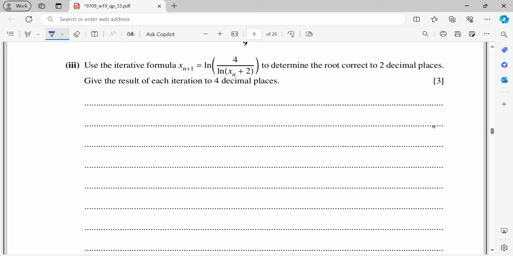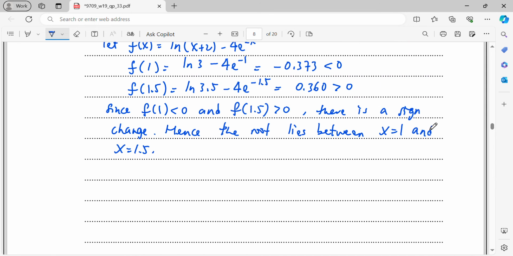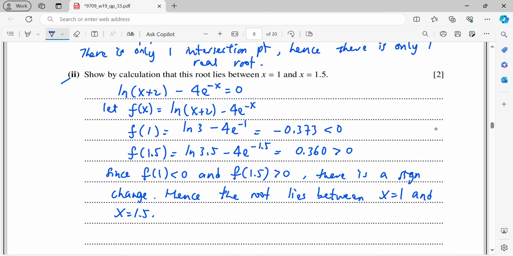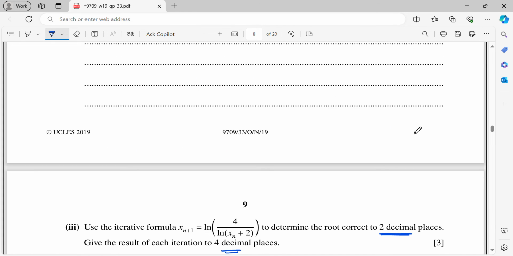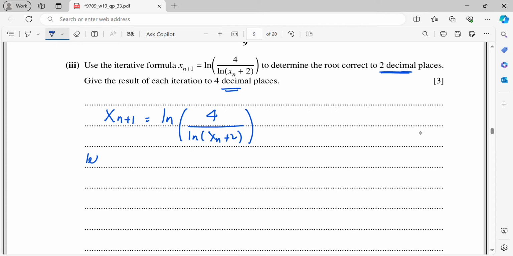Now part 3, use the iteration formula. Formula is given, so let me rewrite first. Determine the root correct to 2 decimal places. Give the answer of each iteration to 4 decimal places. Here we need to know the initial x. Since we know that it's between 1 and 1.5, you can let x be the middle value, which is 1.25. So let x0 equal 1.25.